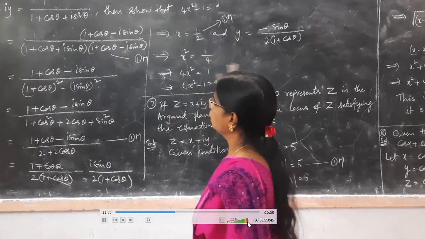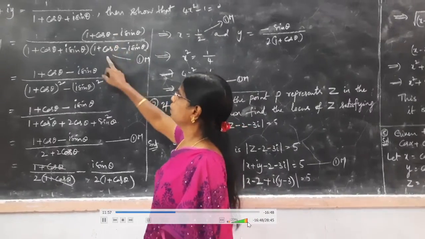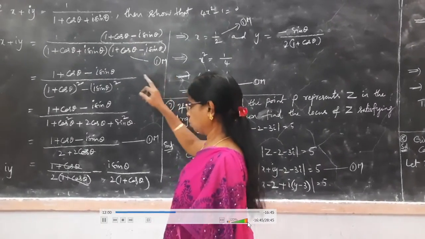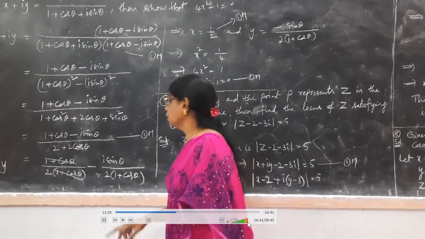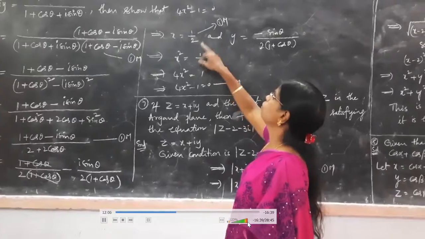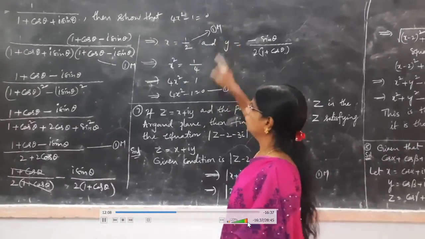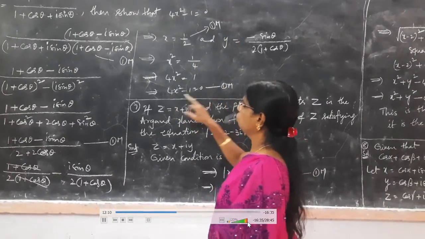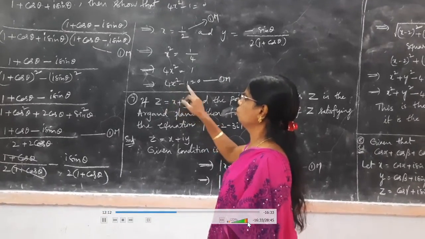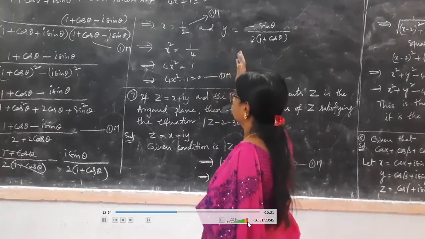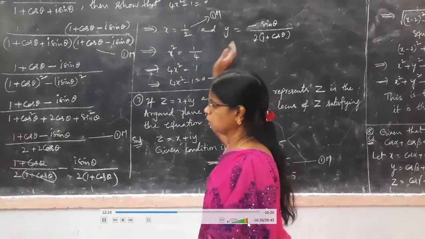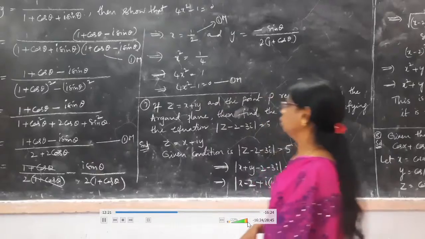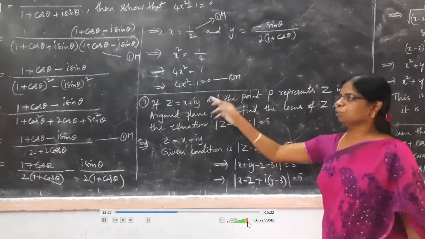Okay, so if you write this step here, actually you get 1 mark, and this is another 1 mark. Here if you find x is equal to half, you got another 1 mark. So finally, if you write this step 4x square minus 1 equal to 0, this is 1 mark. So 4 marks are divided like this. Sometimes it may vary. Okay, I come to the next question.